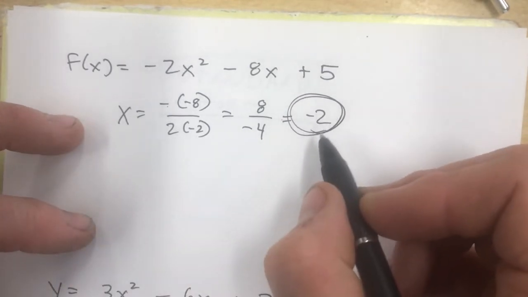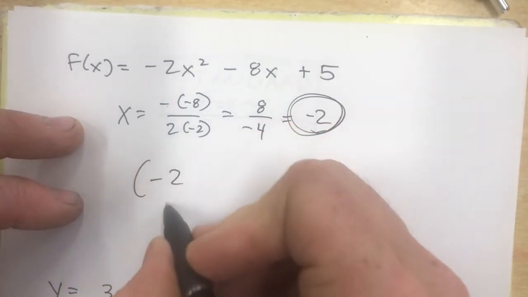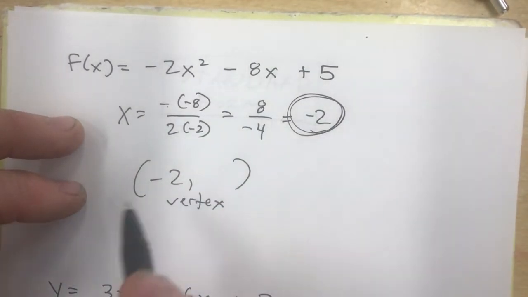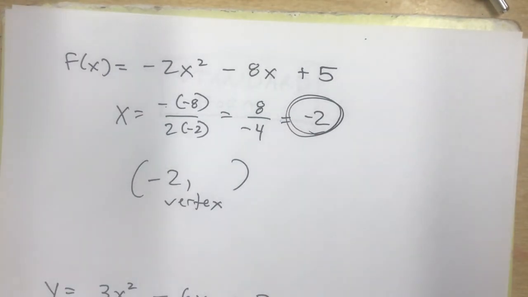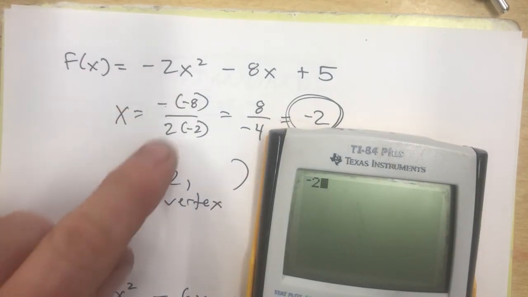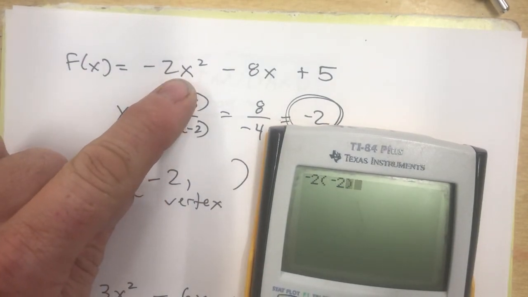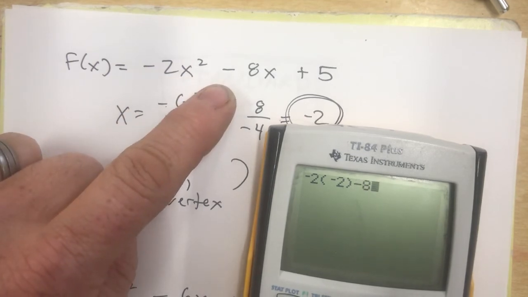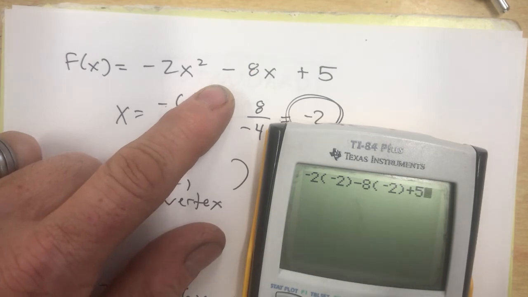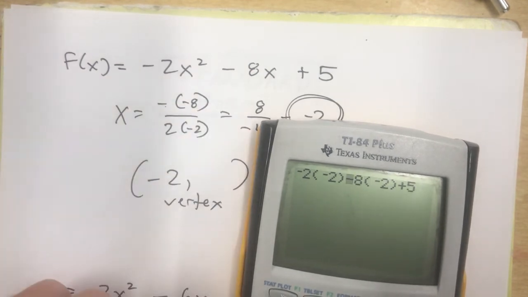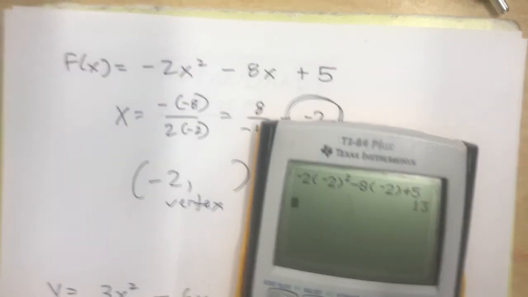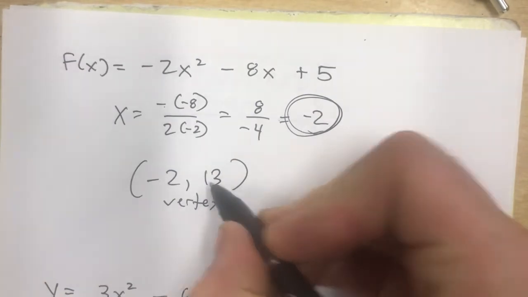X equals -2, my axis of symmetry, which means my vertex has -2 for my x value. And then I just take that and plug it in. So when I plug it in, we've got a -2 in front, and then for x, parentheses, I'm going to put a -2, then -8, I'm going to put a -2 in parentheses again, and then +5, and guess what? I didn't put my square. Let's insert my square here. I forgot that. It should be -2 squared. And then what do I get there? 13. There's my vertex.